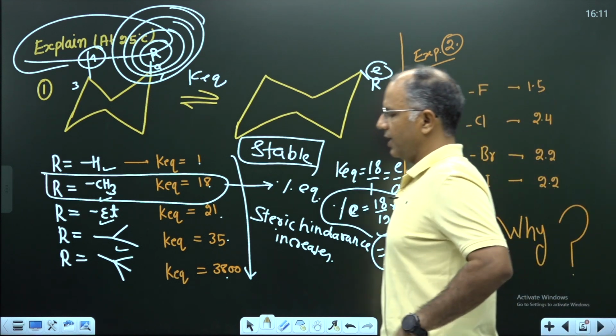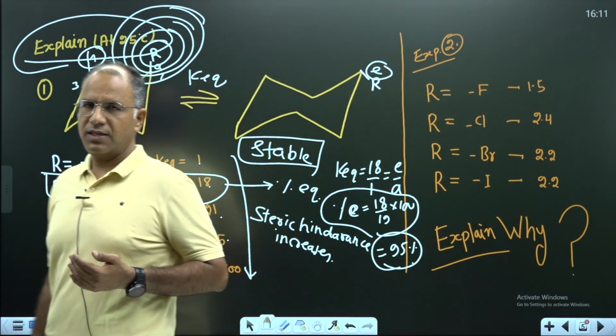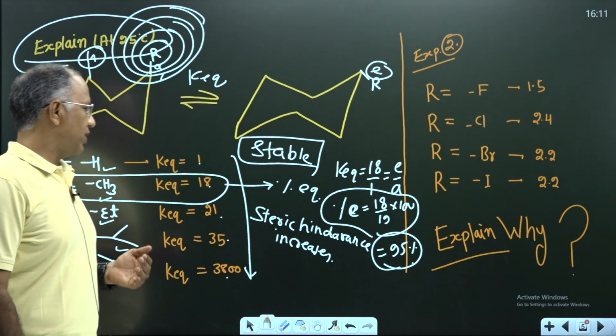So, just write down: as the steric hindrance increases, K equilibrium value will increase.